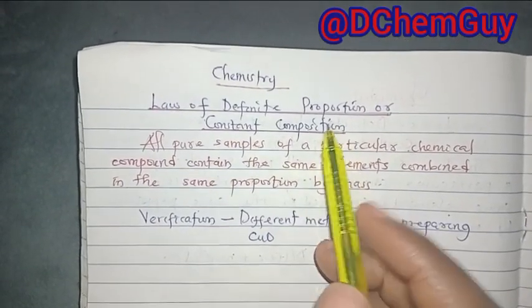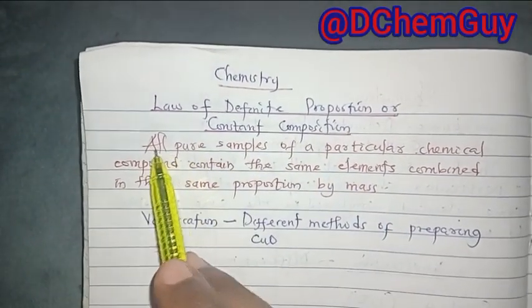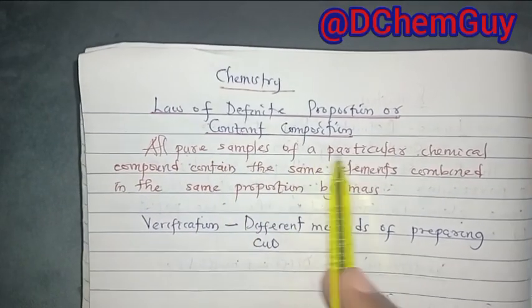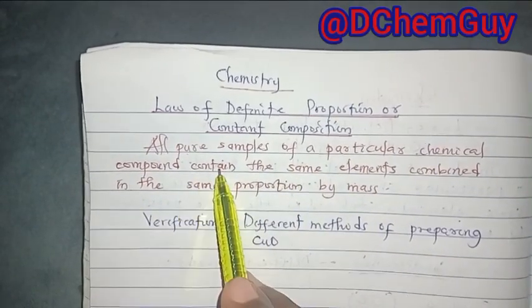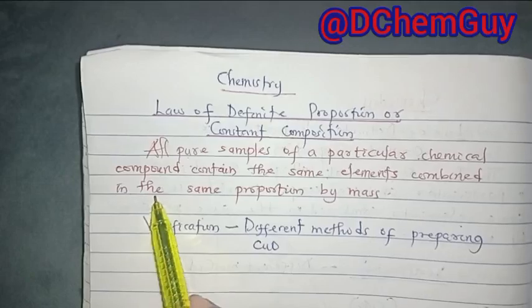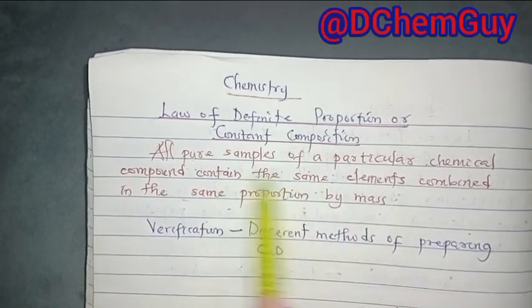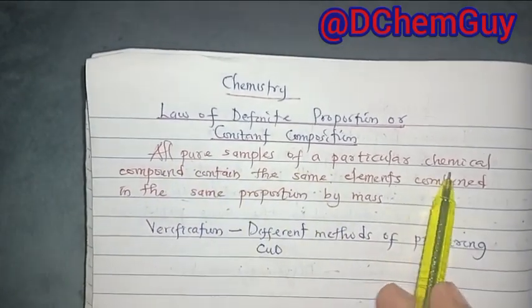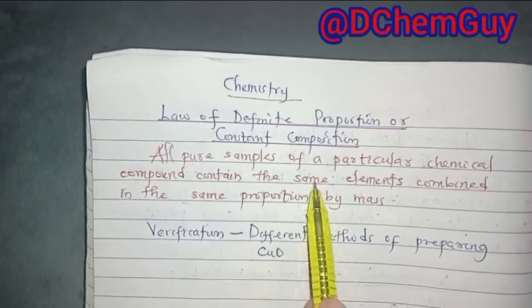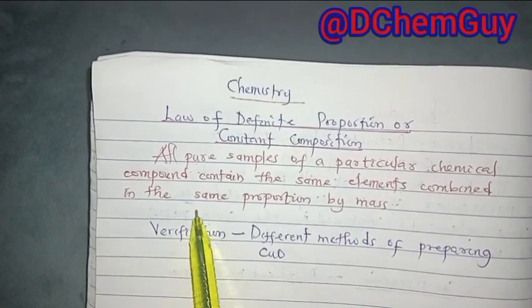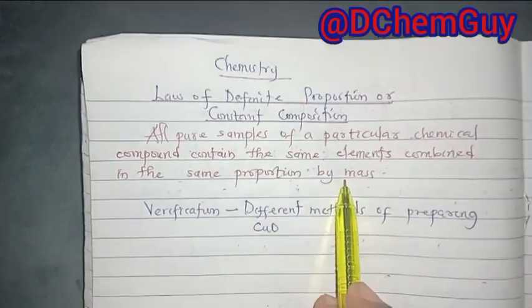All right, what does this law state? It states that all pure samples of a particular chemical compound contain the same elements combined in the same proportion by mass. So, what does the law mean?